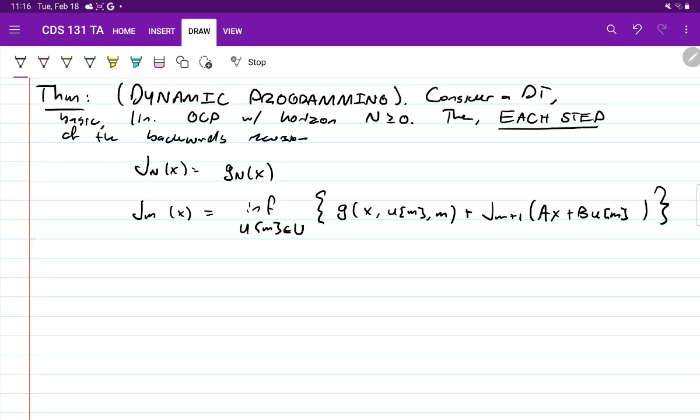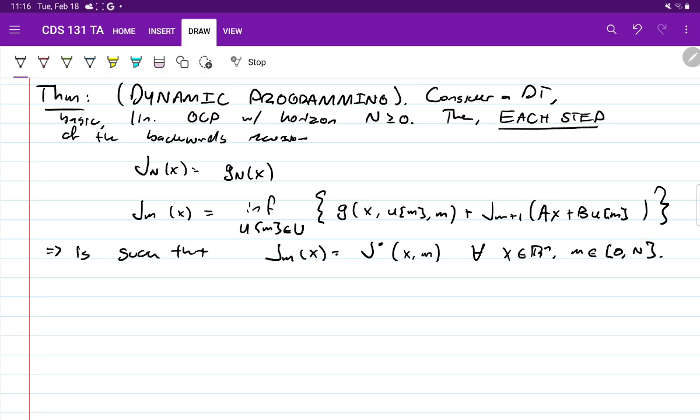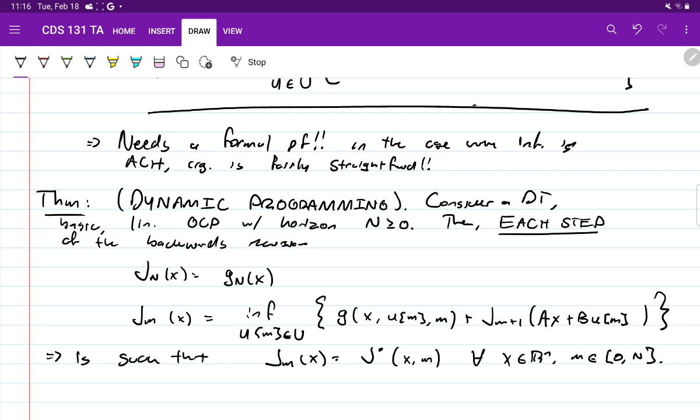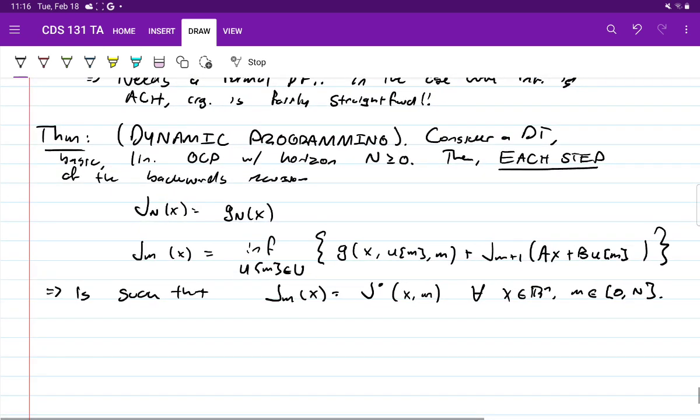Satisfy the following, okay? So this recurrence is such that J_m(x) equals the optimal cost to go, j*(x, m), for all x in R^n, and m belonging to the interval 0 to N. Okay, so what we're effectively saying is that our claim above, which follows from the principle of optimality, this recurrence should hold. This claim is in fact true, right? If we go ahead and figure out what this recurrence is, we will in fact precisely get our optimal cost to go. All right.